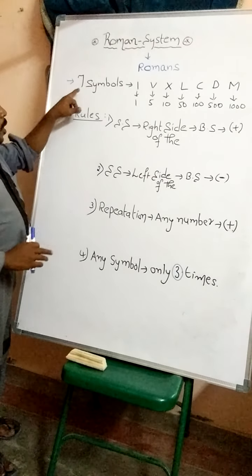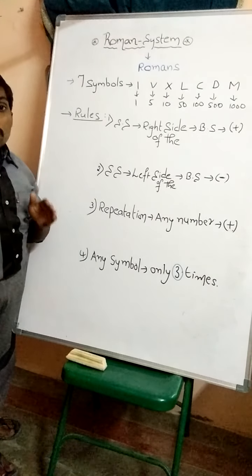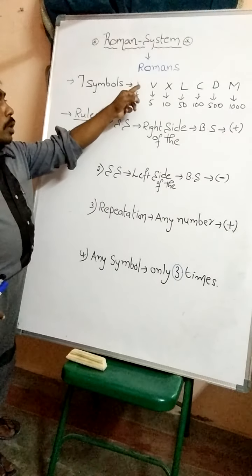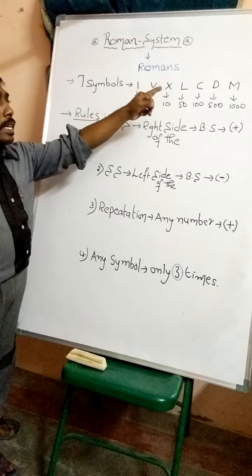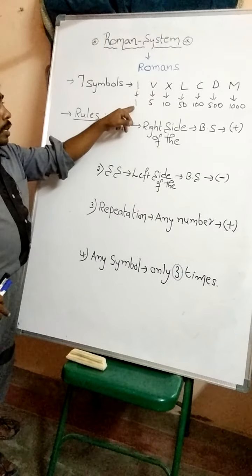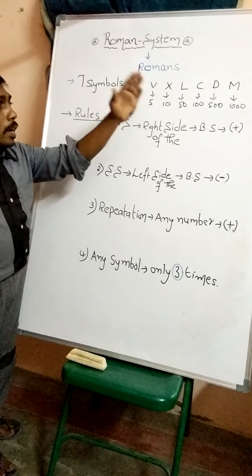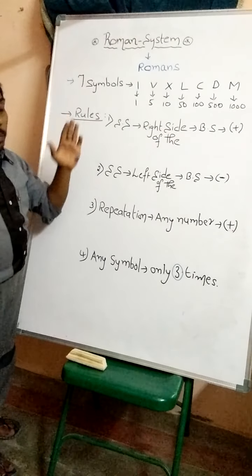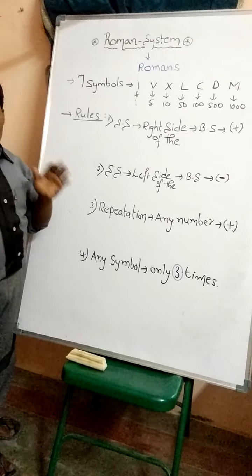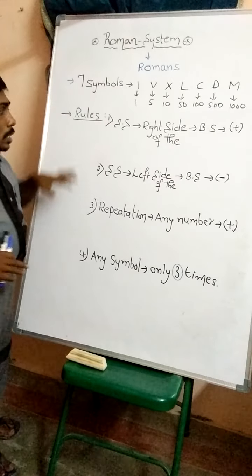In the Roman system, we use seven symbols. What are the seven symbols? I, V, X, L, C, D, M. What are their values? V is 5, X is 10, L is 50, C is 100, D is 500 and M is 1000. Likewise, when we write the Roman system, we use seven symbols.